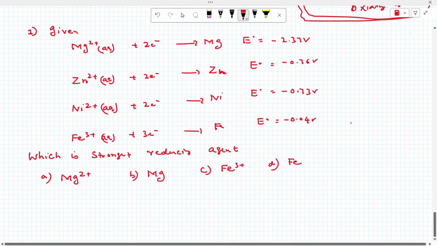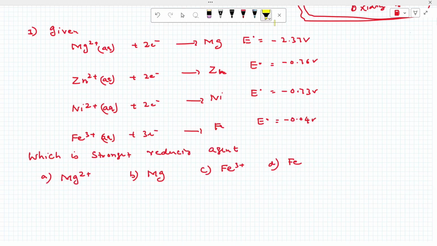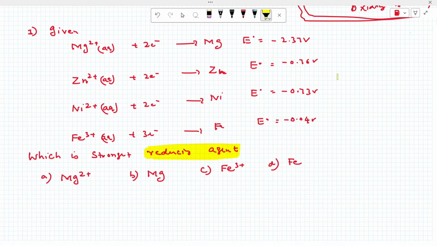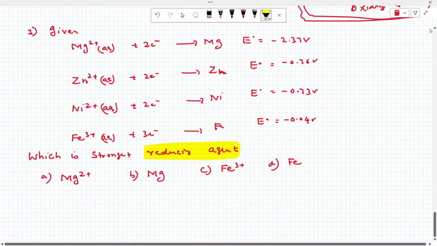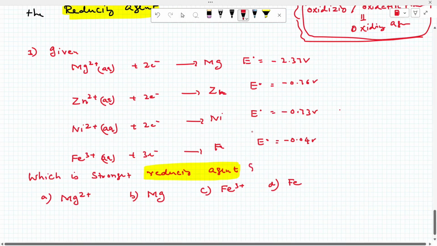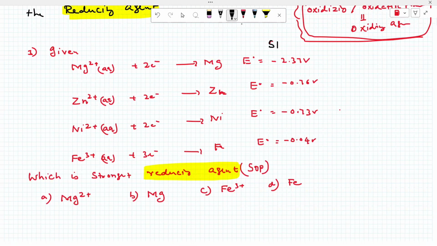Anyone answer? What have they asked in the question, students? What are they asking now? Reducing agent. Then see, should we look at SRP or SOP? Hello? They are asking reducing, SOP. What have they given in the question? Have they given SRP for all? They are asking which is the strong reducing agent. So for reducing, should we look at SRP or SOP, students? For a reducing agent we look at SOP. These are all SRP, right? Now how to convert to SOP? Tell me.